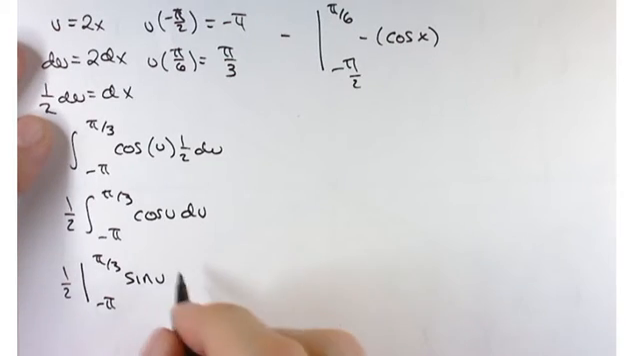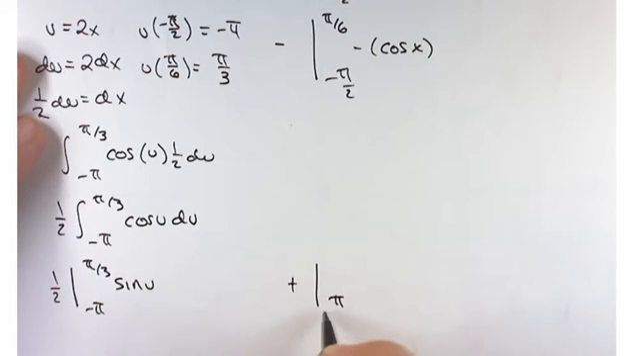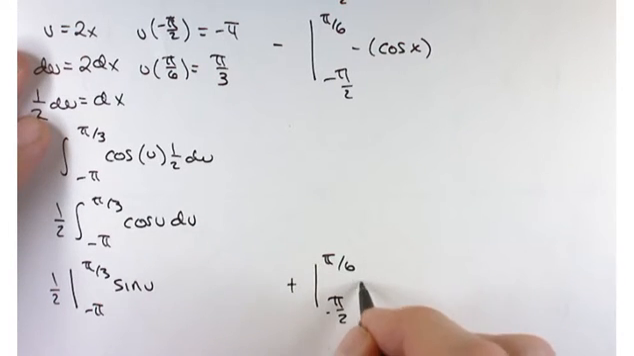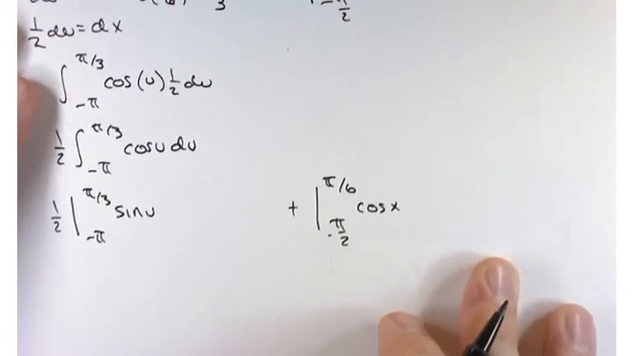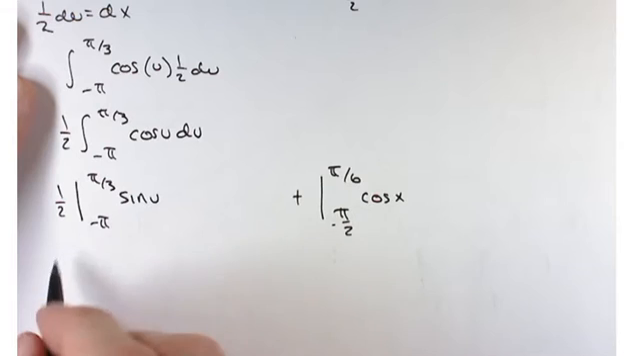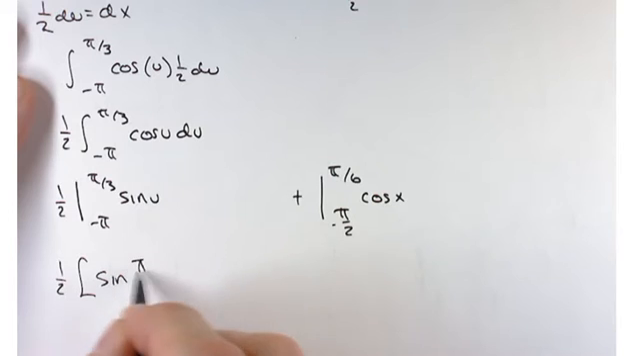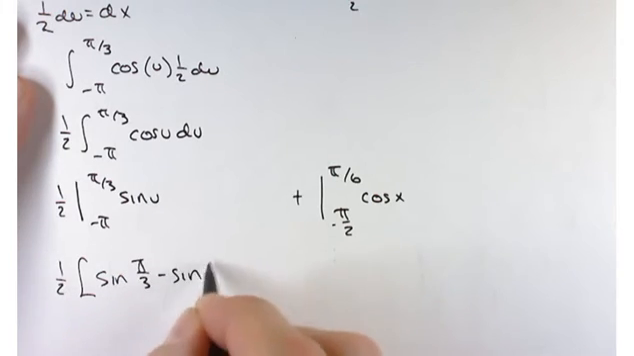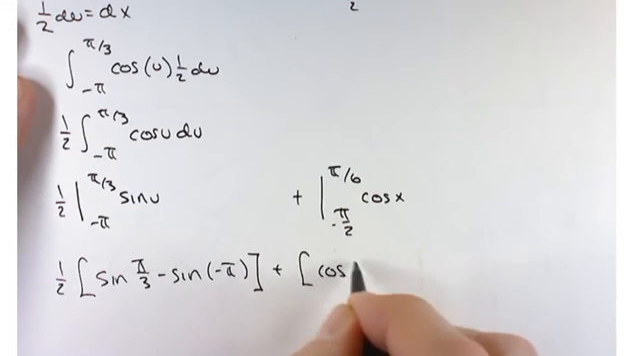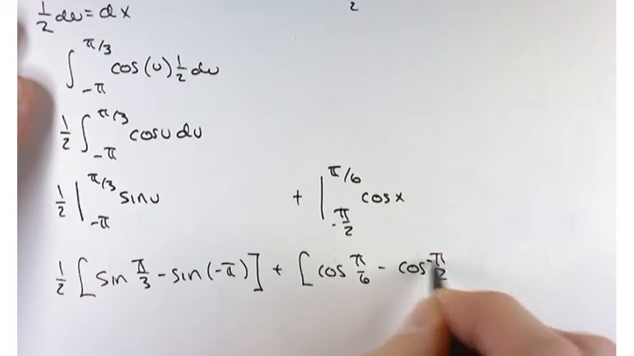And let's see. The two minuses down here become a plus: negative cosine of x becomes plus the integral, evaluated from negative pi over 2 to pi over 6 of cosine of x. And let's keep going. 1/2 times sine of pi over 3 minus sine of negative pi, plus the cosine of pi over 6 minus cosine of negative pi over 2.